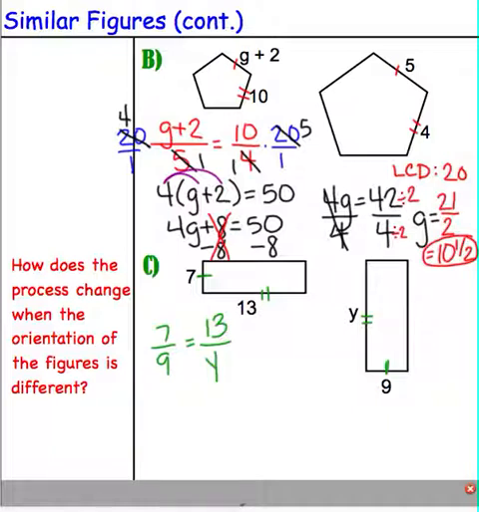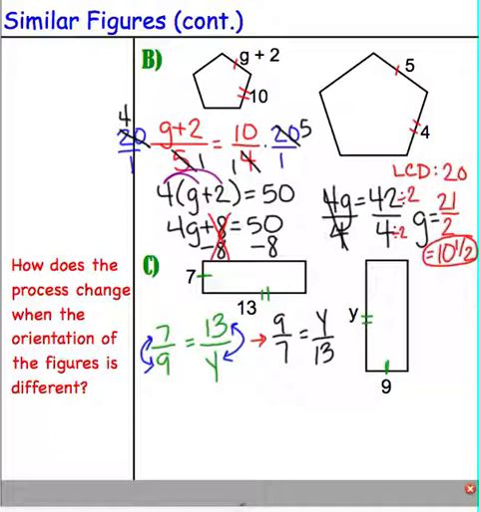Now as we talked about before, we've got that y in the denominator. So we're going to flip the ratio so that we don't have to worry about having that ratio flipped, which when we do that, we end up with 9 over 7 equal to y over 13. Now here we go, we have 7 and 13.